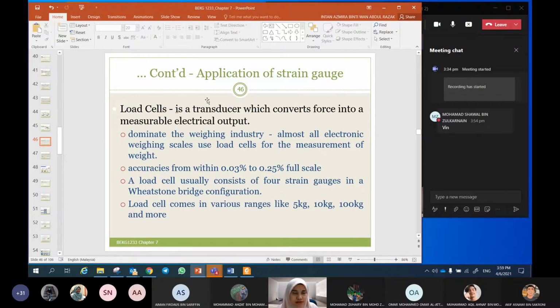Good. So this is the other application of strain gauge, which is the load cell. Load cell is a transducer which converts force into a measurable electrical output.